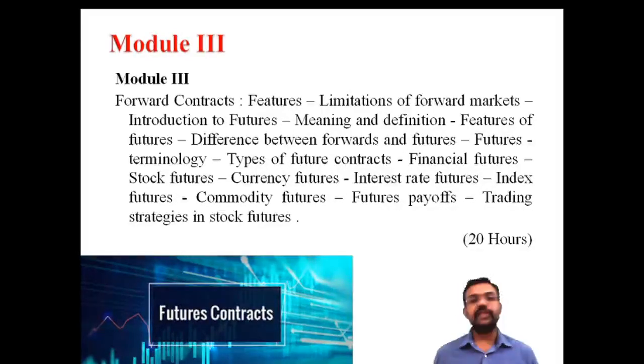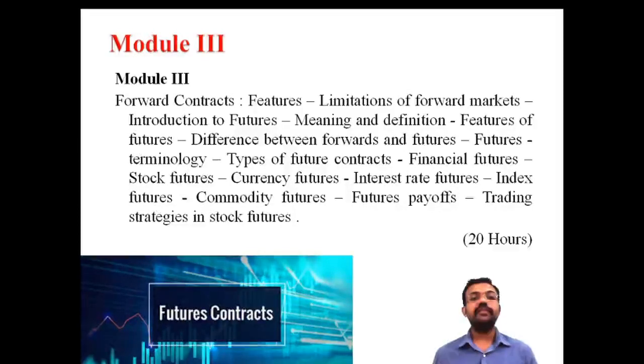What is a forward contract? A forward contract is a contract between two persons, a buyer and a seller, at a pre-agreed, predetermined price on a future date. That contract is known as the forward contract. That means there is an interaction between the buyer and seller without an intermediary. So that is a forward contract.